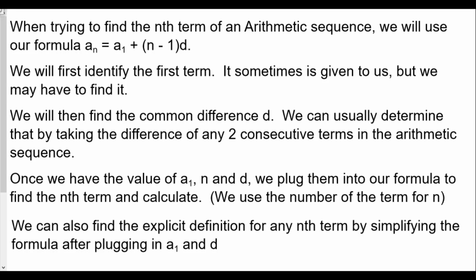Once we have the values of a1, n, and d, we plug them into our formula to find the nth term and calculate. We use the number of the term for n. In the first problem here, we have to find the 39th term. That means n is 39. Now, if we're asked to find the explicit definition, we will leave n alone and just plug in the first term and d, and then simplify. So we see it's all part of the same process. We might find the explicit definition first before we find the nth term.